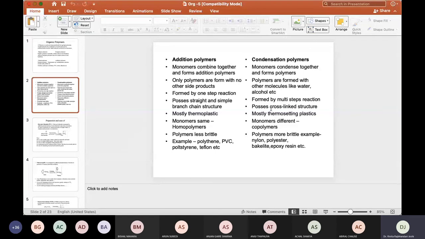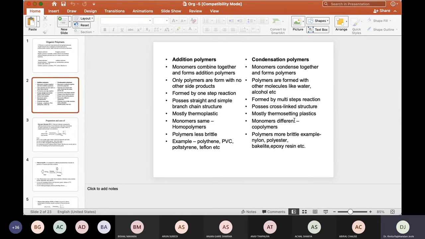In the case of condensation polymers, they are formed by a multi-step reaction, more than one step. And if you go to the structure, it possesses a cross-link structure. In the case of addition polymers, they possess a straight, simple chain, but here it is a cross-link structure. Due to this cross-link structure, they are mostly thermosetting polymers. Once heat is given and they set, on further heating they do not become soft.